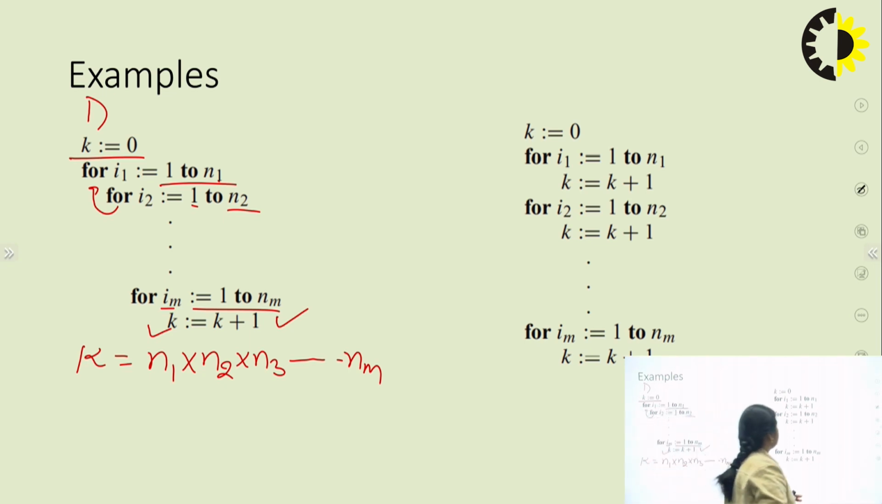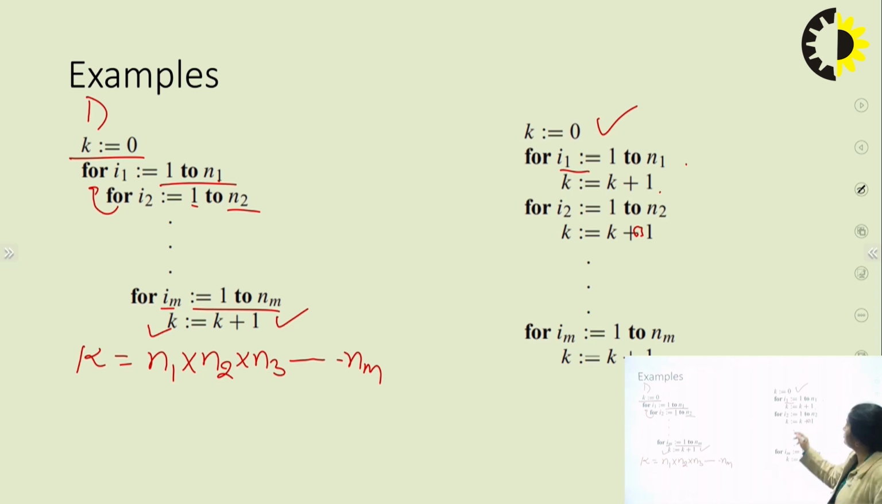Now if I see this code snippet, again I have k = 0, and we are finding the value of k. Now see what is happening. This loop is running n1 times, which means k is incremented n1 times. Now this has terminated. Now the second loop is running, and that is running n2 times.